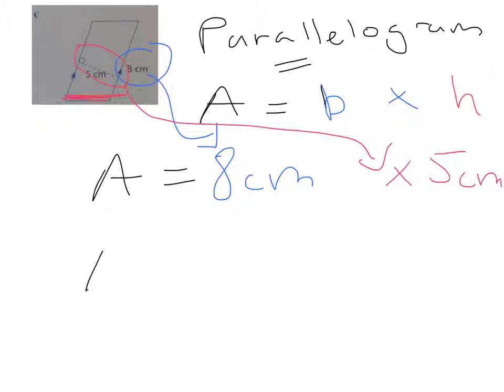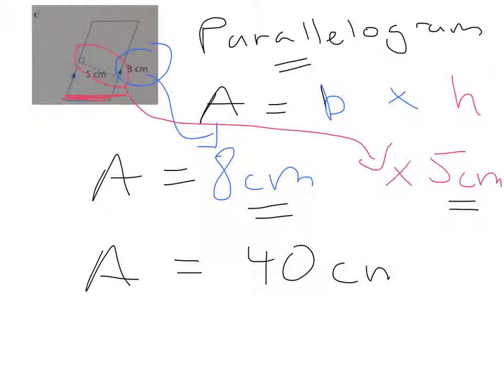Now we already have the last stage, we just have to multiply those two numbers together. So 8 times 5 would be 40. But remember, we also have to do centimeter times centimeter, so it would be 40 square centimeters. In that case, this is our result. We have 40 square centimeters as the area of this parallelogram.